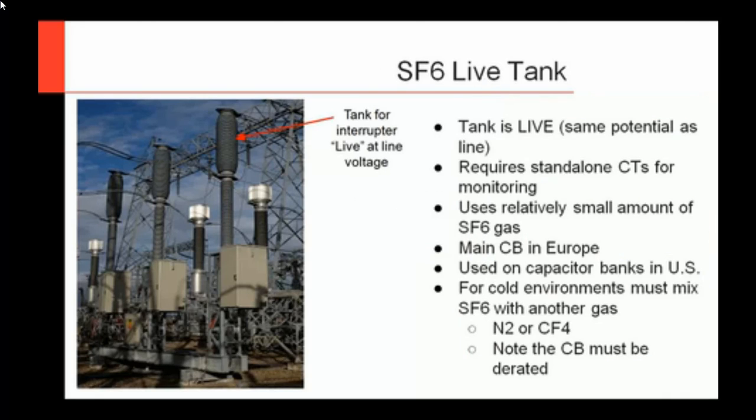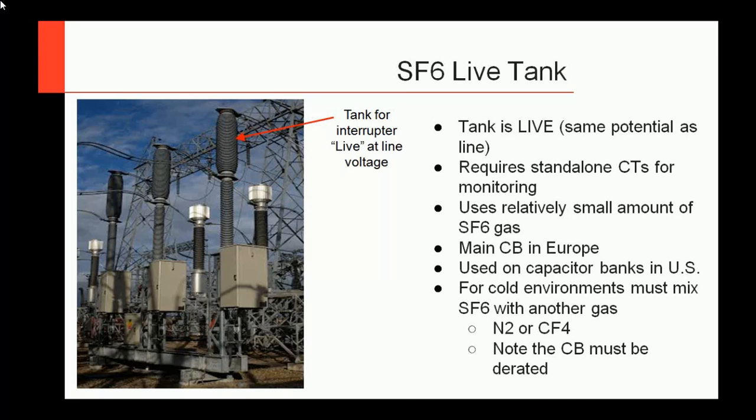Moving over to the SF6 live tank circuit breakers. Once again, live tank means that the tank is live at line voltage during service. So these are very popular. You'll only see this, or in Europe you'll only see this style of circuit breaker. In the U.S. you'll see some of these here and there. As I said, the main is dead tank circuit breakers. Canada and Mexico, they're about 50% live tank, 50% dead tank.